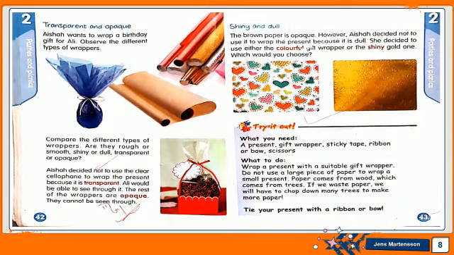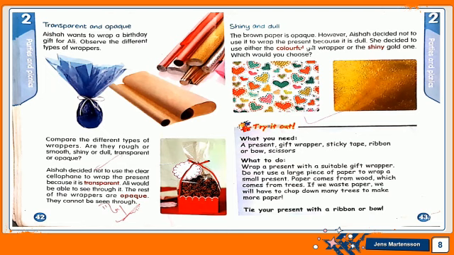Now open your science book, page number 43, shiny and dull. The brown paper is opaque. However, Alicia decided not to use it to wrap the present because it is dull. It means that Alicia does not want to wrap the present in the dull gift wrapper. She decided to use either the colorful gift wrapper or the shiny gold one, as we can see in the pictures below. Which would you choose?